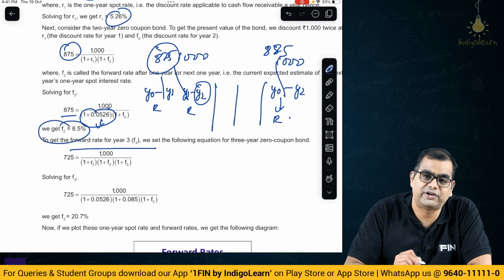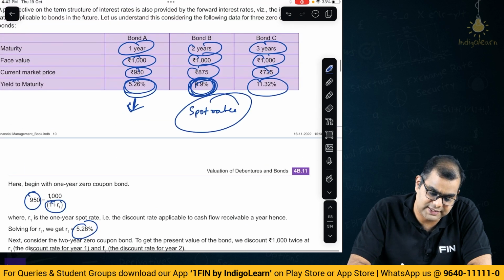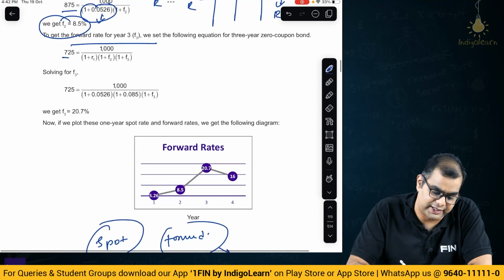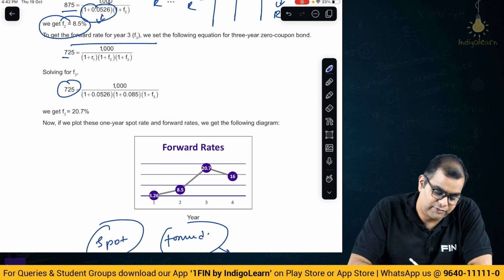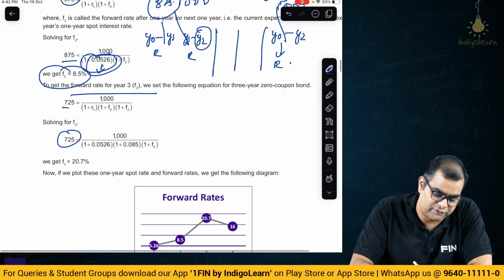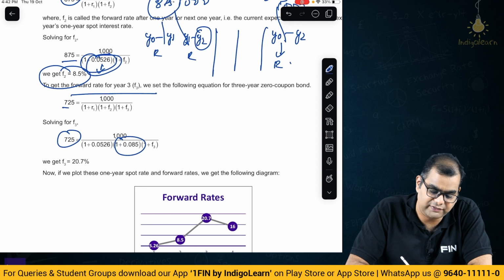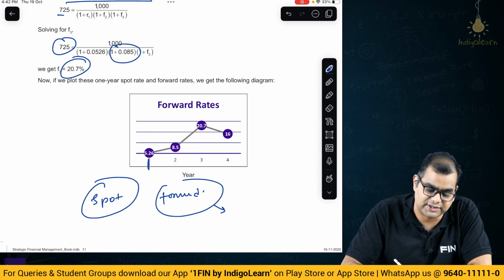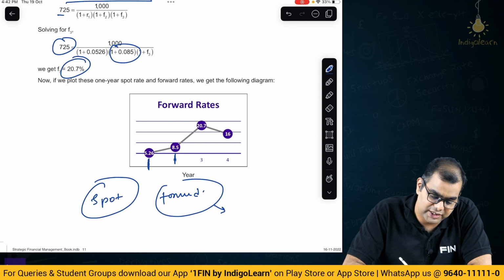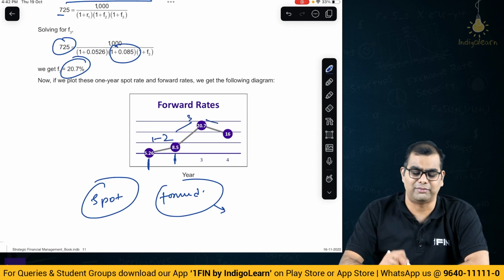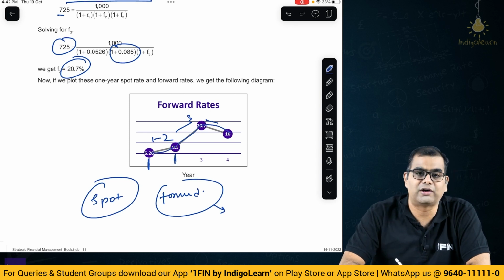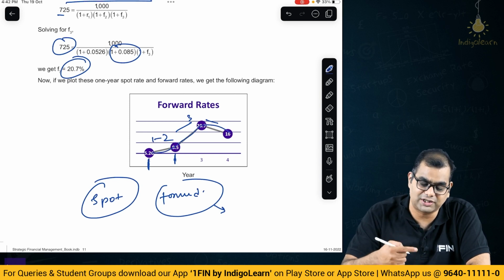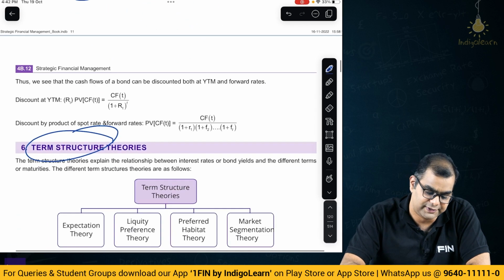Same way, to get the forward rate for year 3, what you do is 725, which is the price, and 11.32 is the 3-year rate. So, 725 is equal to 1000 by first year rate of 1.0526, second year rate of 1.085 and (1 + F3). You solve for F3, you get 20%. Now, if you look at these rates, for 1 year, the interest rate is 5%. From year 1 to year 2, it is 8.5. Year 2 to year 3, it is 20. Year 3 to year 4, it is some other number. So, this is how you plot forward rates. You do bootstrapping, or you use the term structure of interest rates to figure out what the forward rates are.